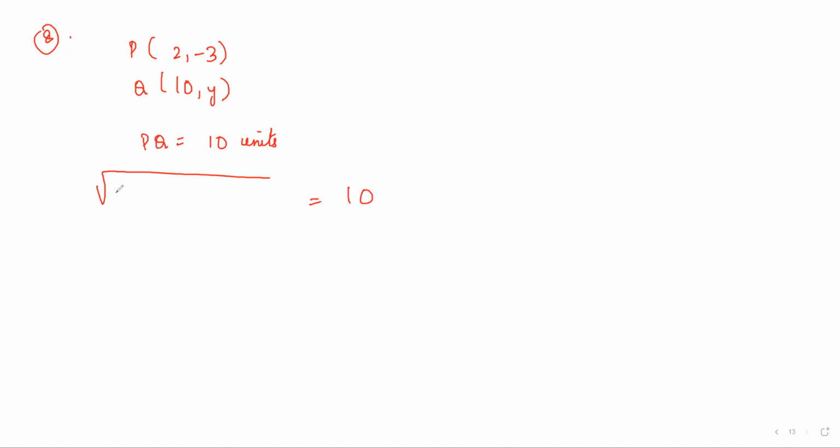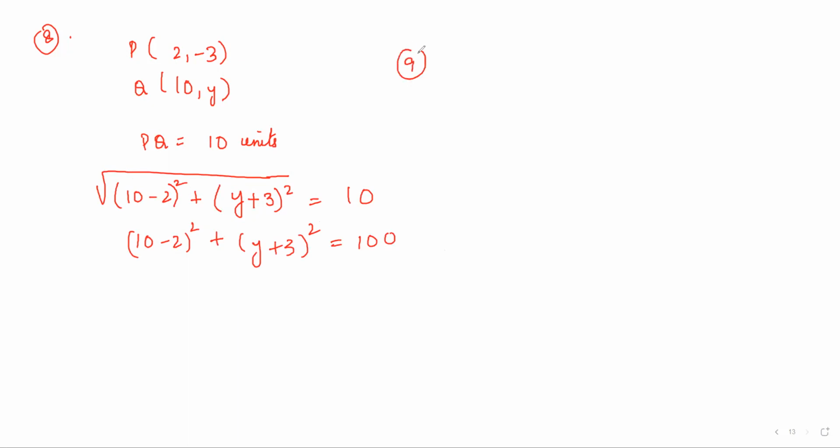You write x2 minus x1. Just one step I'm writing. X2 is 10 minus 2, plus y plus 3, whole square, right? And in the next step, you can square on both sides, so the square root will be gone. So it will be (10 minus 2) whole square plus (y plus 3) whole square, and here you will get 100, 10 into 10 is 100. Then you can just solve it and find the value of y. So I'm not doing it.